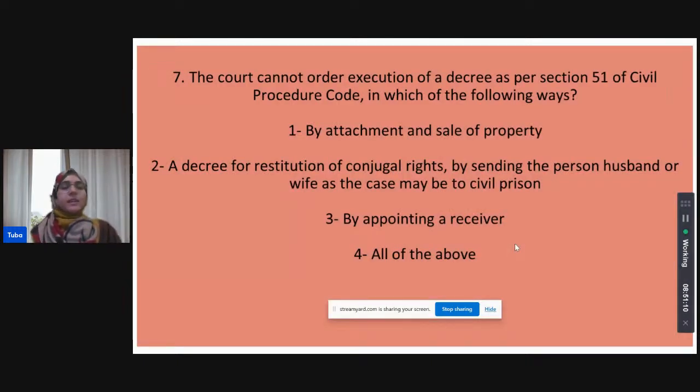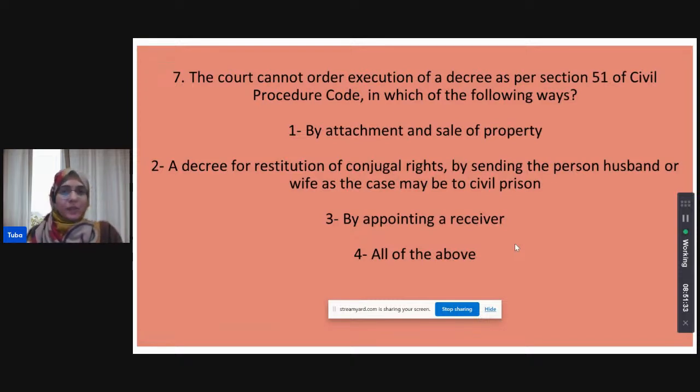Question number 7: the court cannot order execution of a decree as per section 51 of CPC in which of the following ways. So there are many ways in which the court can order the execution of a decree to be made, but the court cannot. Let's pay clear attention to what the question is asking. So a negatory question. The court cannot order execution of decree in which of the following ways?